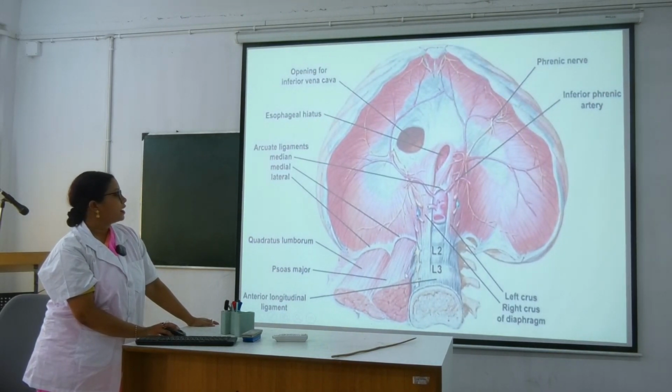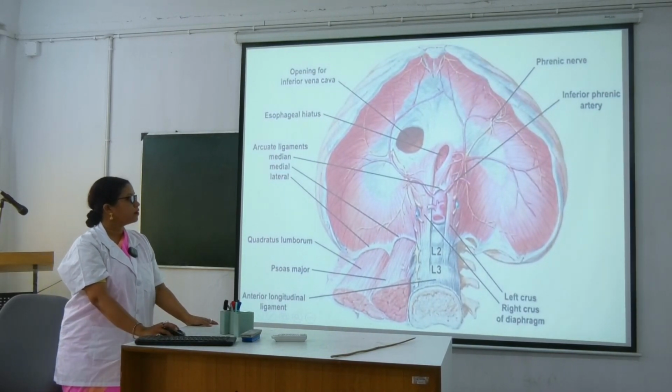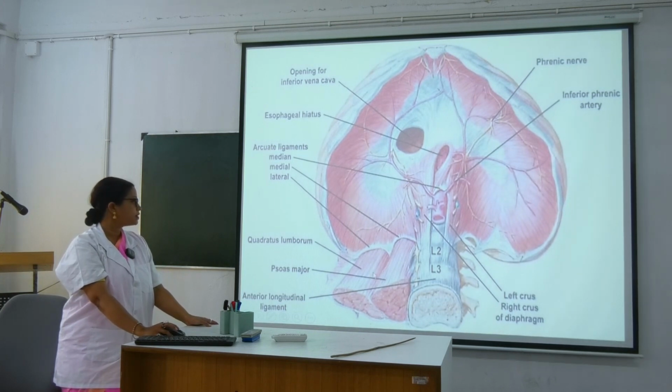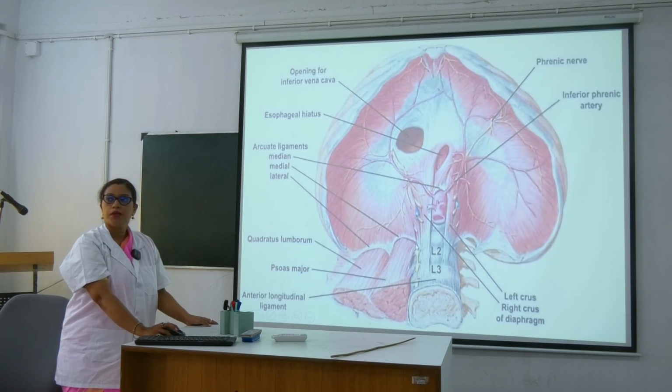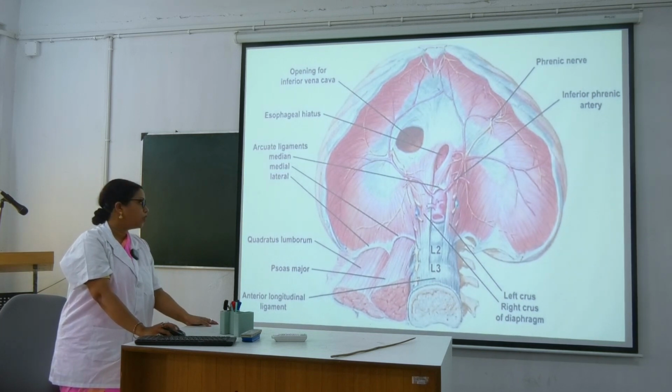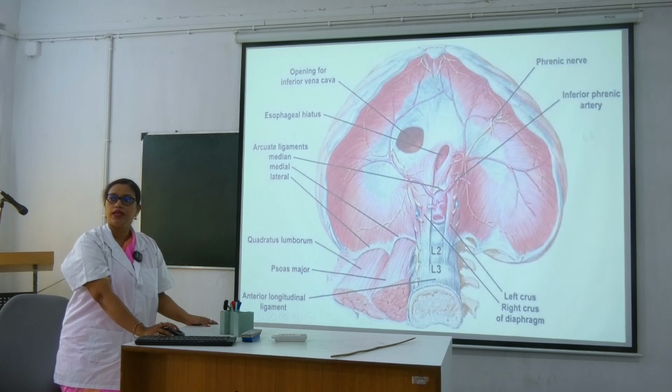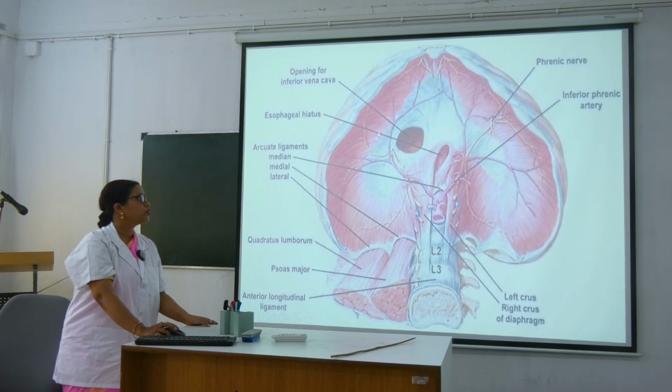Okay, so see which are the other 2 muscles coming on the lower surface. On the lower surface, what will you find first? Psoas major. So which arcuate ligament is it coming from? Medial arcuate ligament. And quadratus lumborum is coming from where? On the lateral arcuate ligament. Okay, so these are the important things.